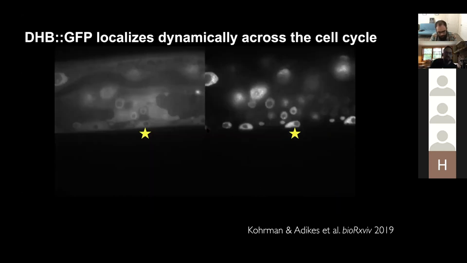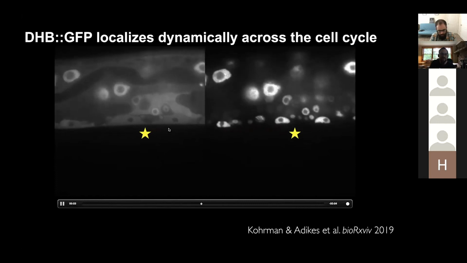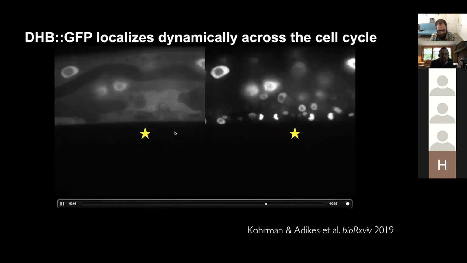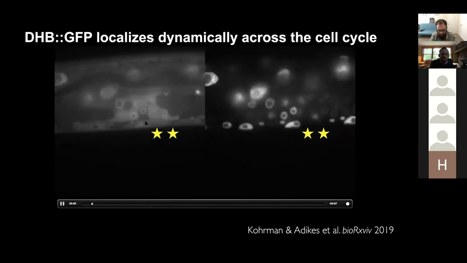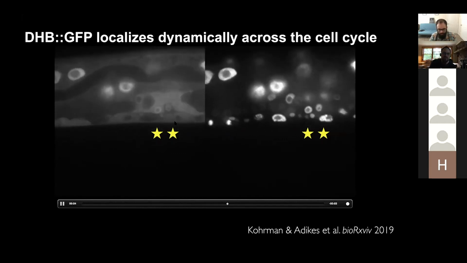And so here I'm just going to show you a movie of the biosensor where we follow one cell division in the worm. This is one of the vulval precursor cells shown here above the yellow star. So it's going to divide. You'll see that right about here, it divides, and you get 2 cells that are born with nuclear signal. And so you can see over time, you lose signal in the nucleus.